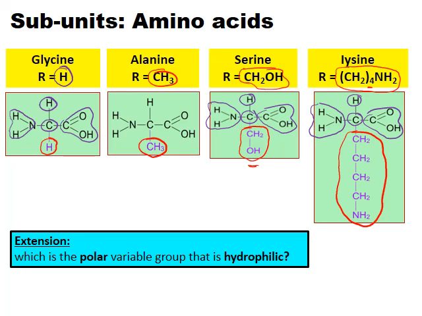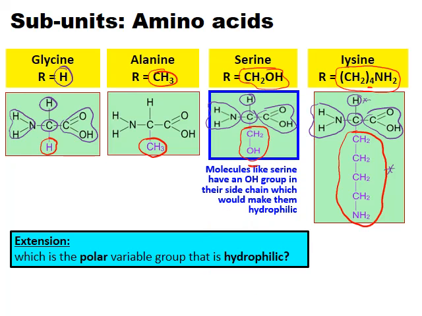Now, it doesn't really matter which orientation you draw the hydrogen atom and the variable group. Sometimes you might see the variable group popping up from the top, and sometimes the hydrogen atom will pop down below. Now the extension question says, which is the polar variable group that is going to be hydrophilic? Well, because we know OH groups or hydroxyl groups are polar, they're going to form hydrogen bonds with water molecules. So we're going to say serine is the hydrophilic variable group. Now the nature of the variable group determines the nature of the protein itself.